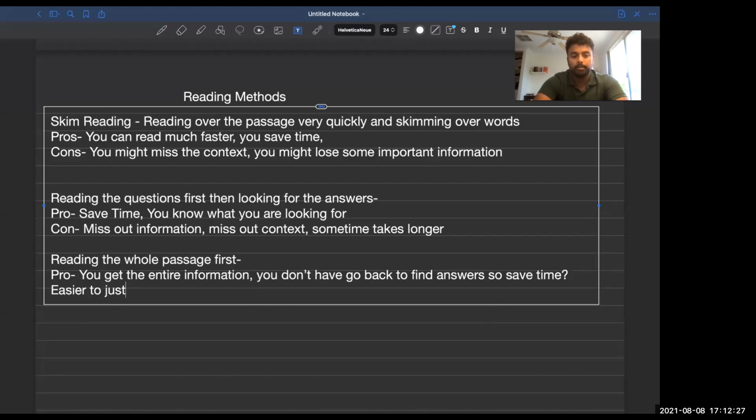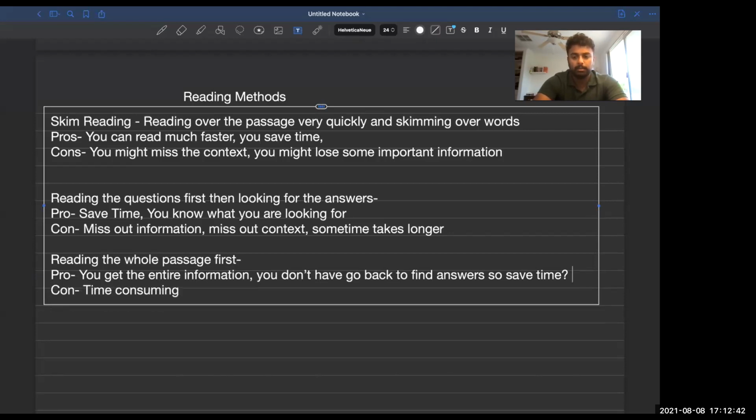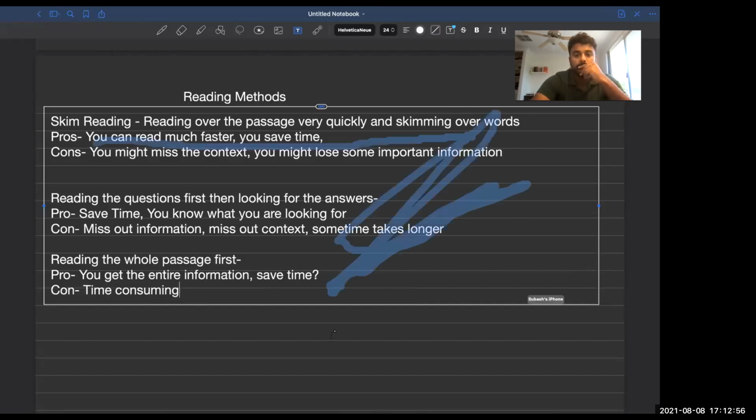Yep. Yeah. What's the con? It takes a lot of time. Yeah, time consuming, right? Very time consuming. Anything else? When you're reading the whole thing, you have more to remember. So when you go back to the question, you might forget.